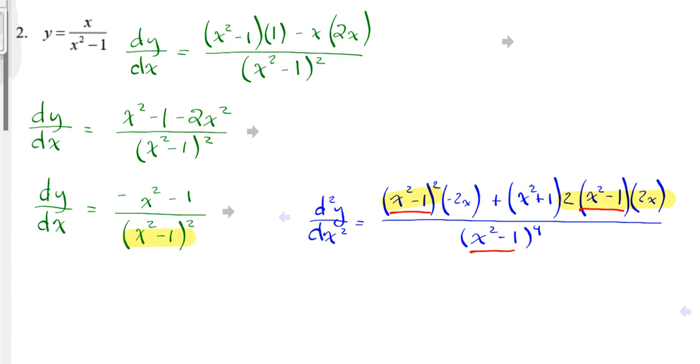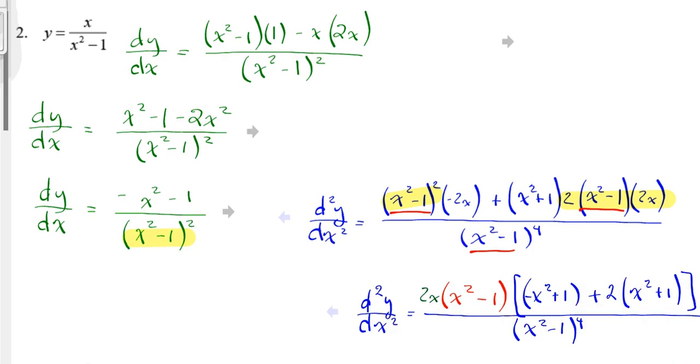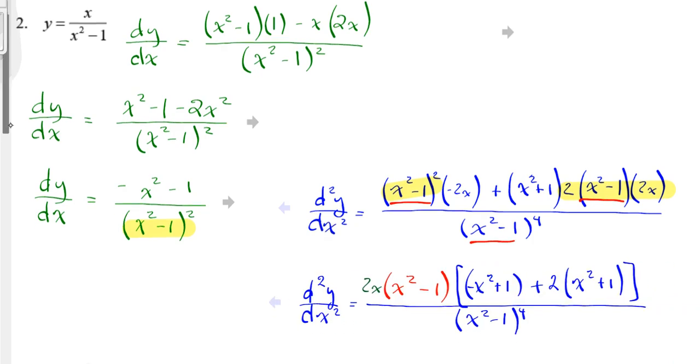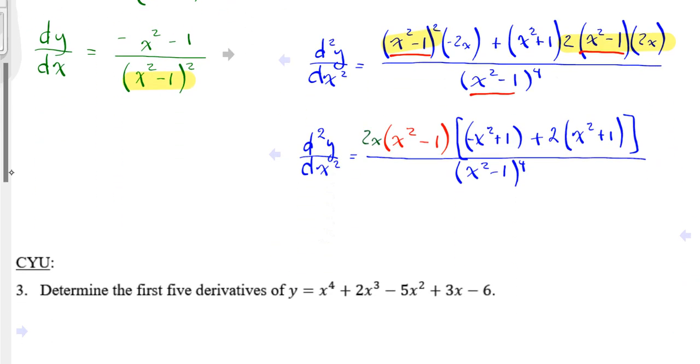So my next step looks like this, where I factored out common factors from the numerator. And we can see one of those will cancel with one of those, so I'll have 3 left in the denominator. And then I'll simplify that square bracketed part.